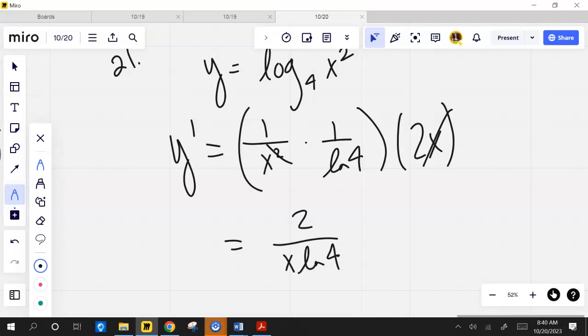Well, it's the last lesson of the last unit. It's logarithmic differentiation. Not made up.